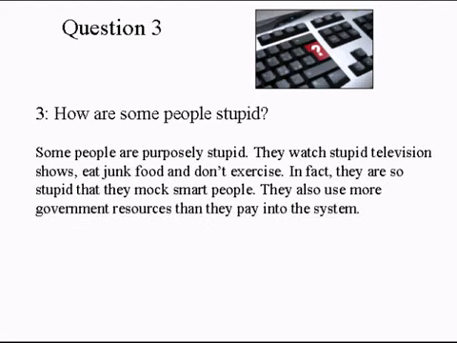How are some people stupid? Some people are purposely stupid. They watch stupid television shows, eat junk food, and don't exercise. In fact, they are so stupid that they mock smart people. They also use more government resources than they pay into the system.